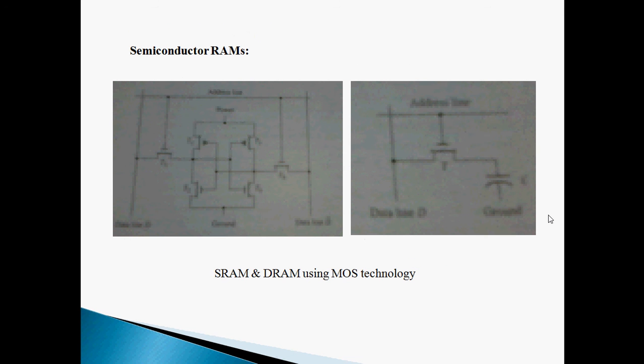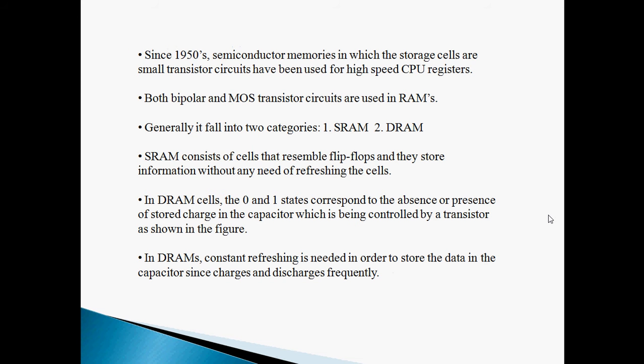These two figures show, the first one static RAM and the second one dynamic RAM. As we see, static RAM has more transistors and is complex in construction, but a dynamic RAM consists of a single transistor and a single capacitor. For SRAM and DRAM, both bipolar and MOS transistor circuits can be used. Generally, it falls into two categories, SRAM and DRAM.